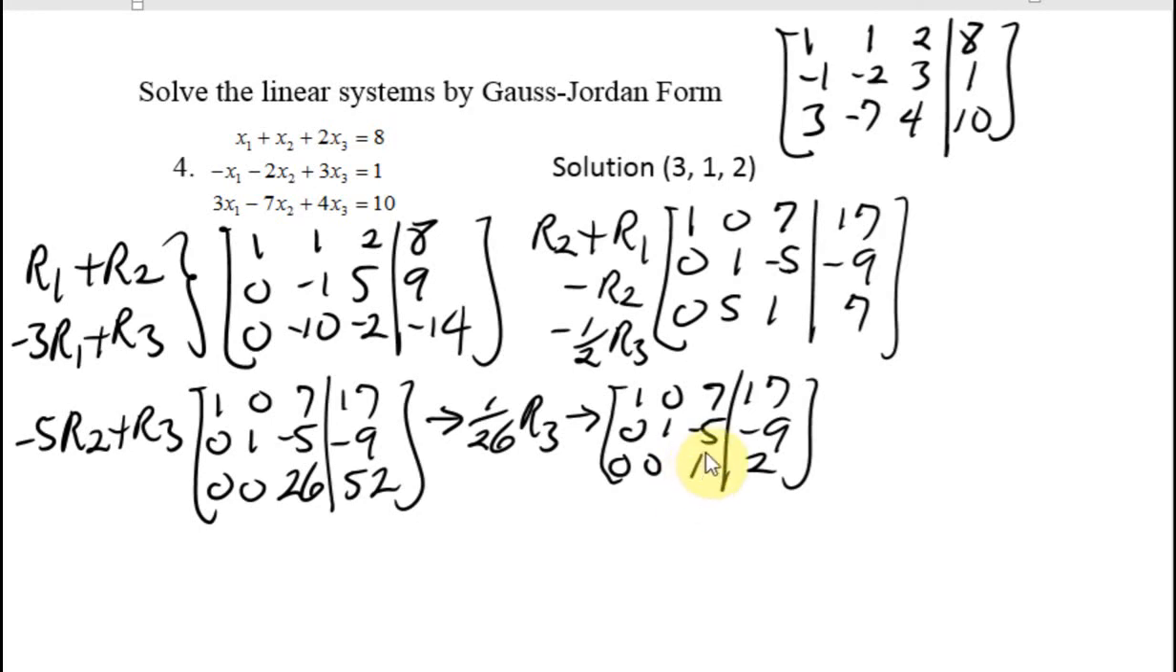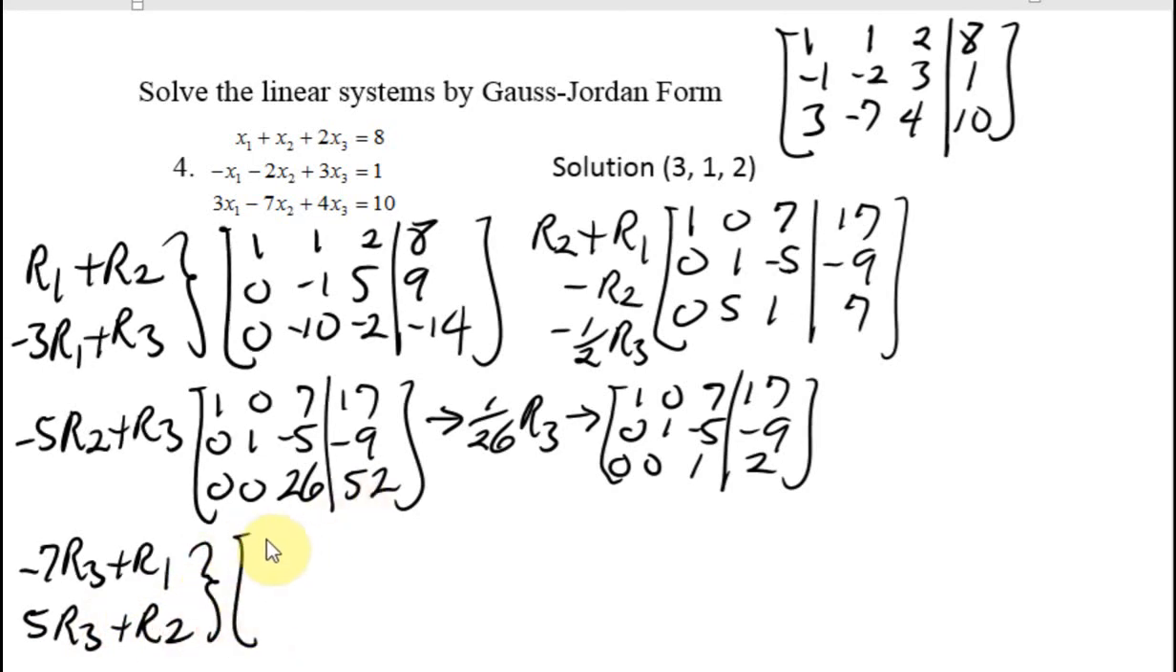A33, which is a 1, we call a leading one, to get zeros above it. To do that, we'll say negative 7 times row 3 plus row 1, and then 5 times row 3 plus row 2. Well, that'll give us, we call this later on the identity matrix.